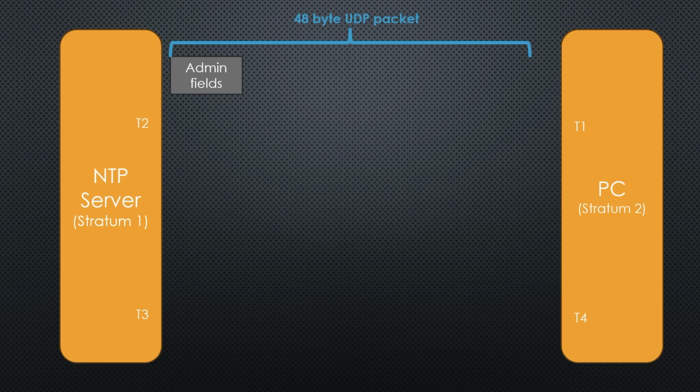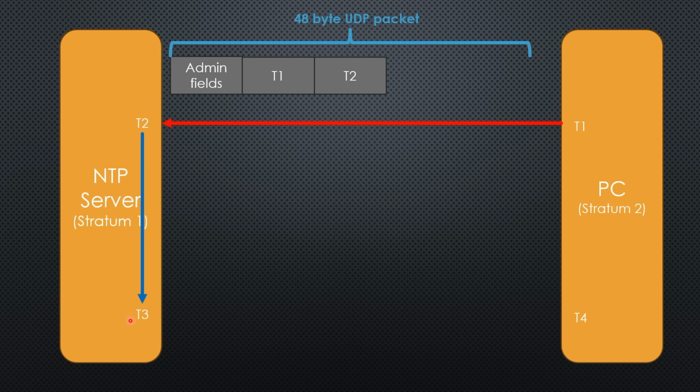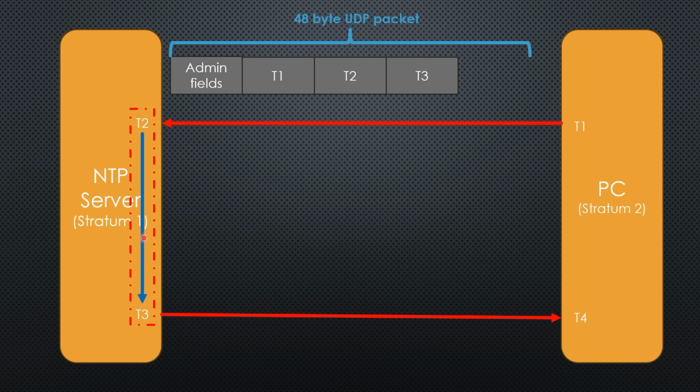The NTP client sends a 48-byte UDP packet to the server. In that packet, only one timing field is filled, the transmit timestamp as a base. The server copies that timestamp, adds a receive timestamp, maybe does some other tasks, adds a transmit timestamp to the response, and sends it back. All these times are based on the time of the precise GPS signals.